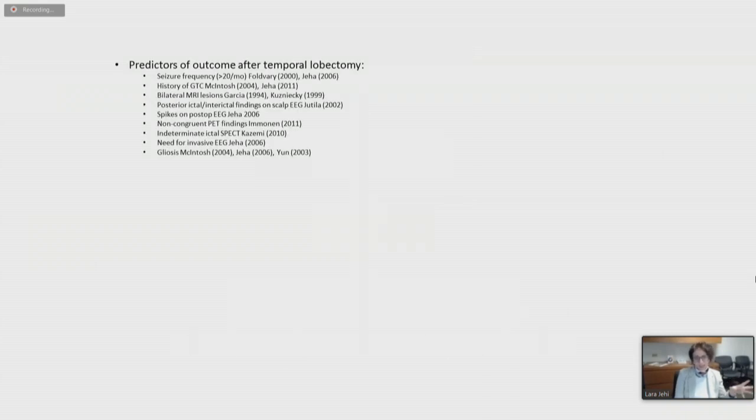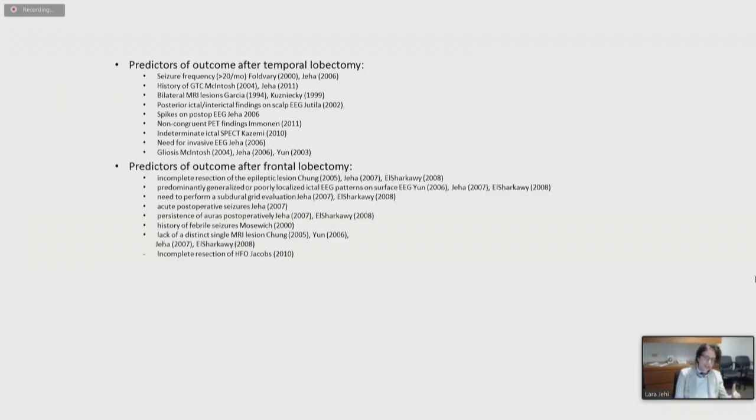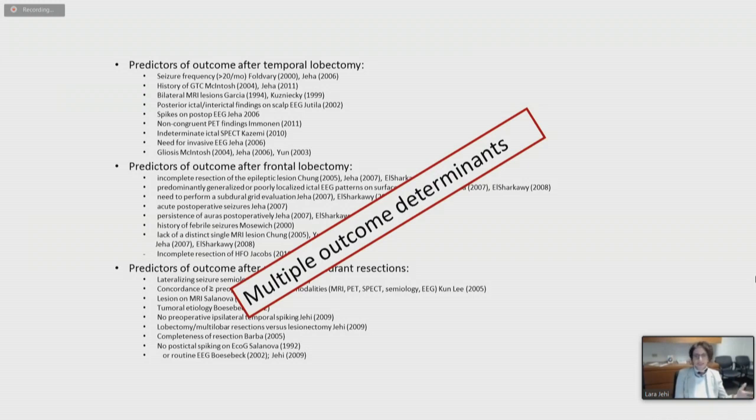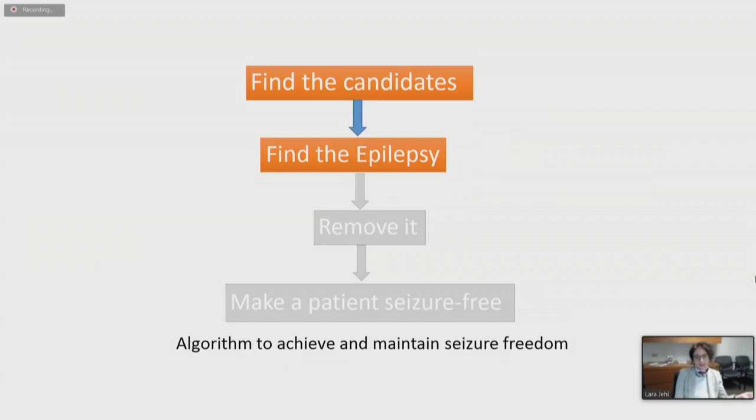How do we find the candidates? There are many outcome predictors that have been identified that highlight different characteristics that would make patients good candidates for surgery, whether it is in the temporal lobe resections or frontal lobe resections or posterior quadrant resections. And this is definitely not an exhaustive list, and by no way try to read it. The idea is just to communicate that there are multiple outcome determinants out there that we use to various degrees in helping us identify who potentially could benefit from surgery.